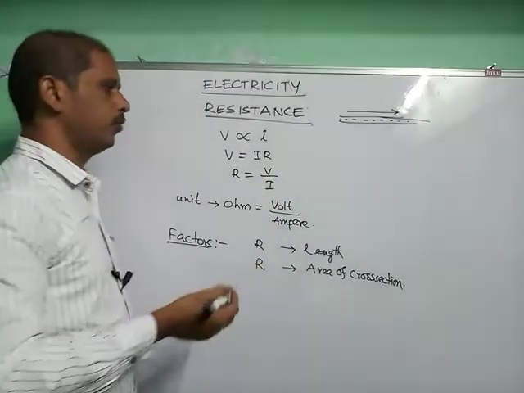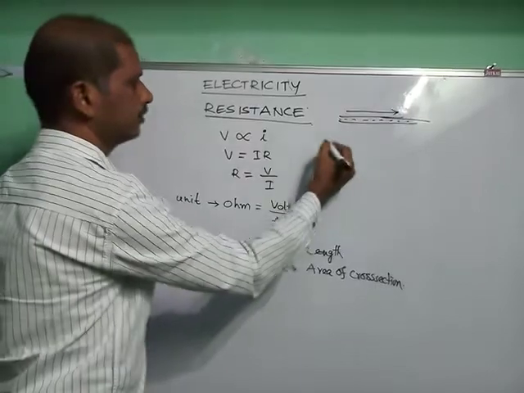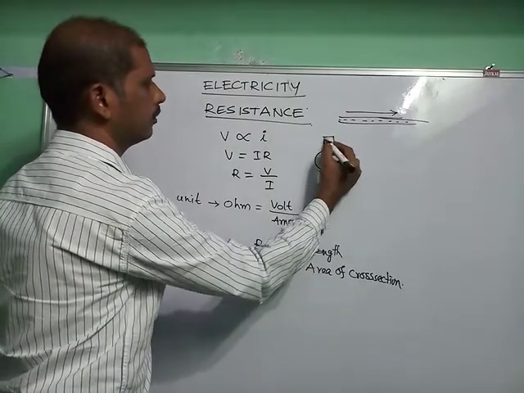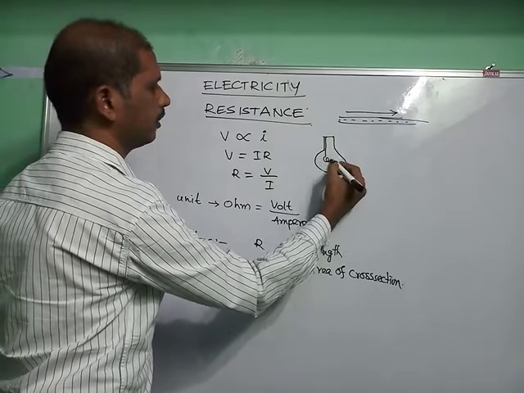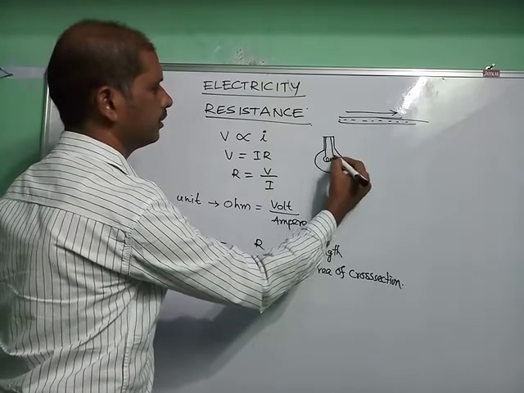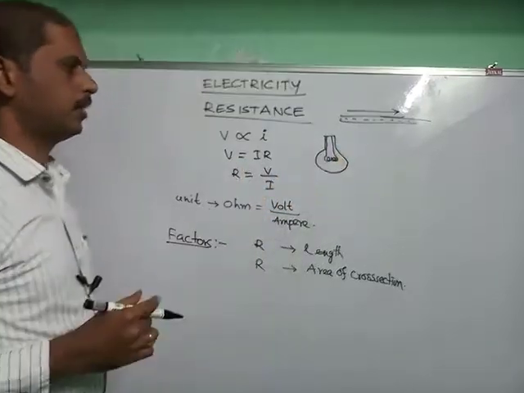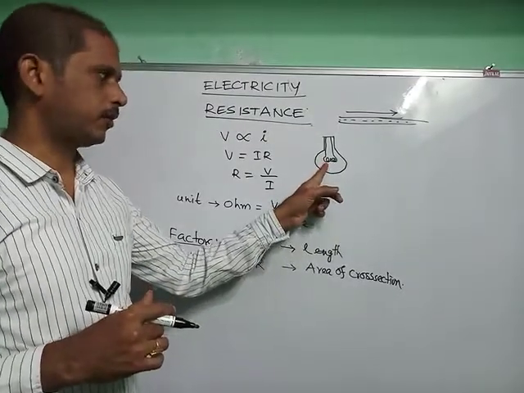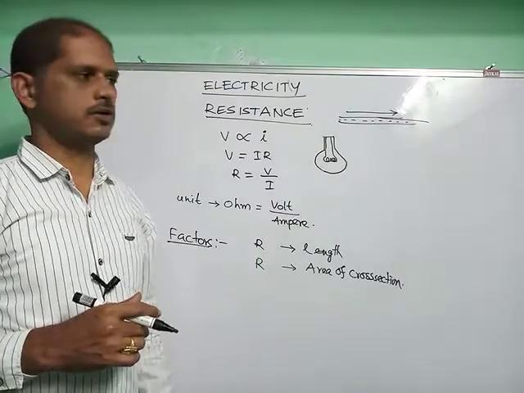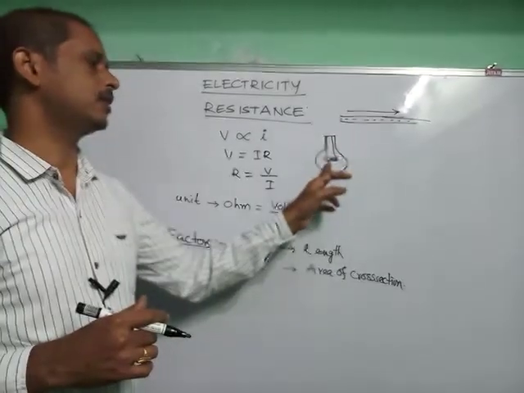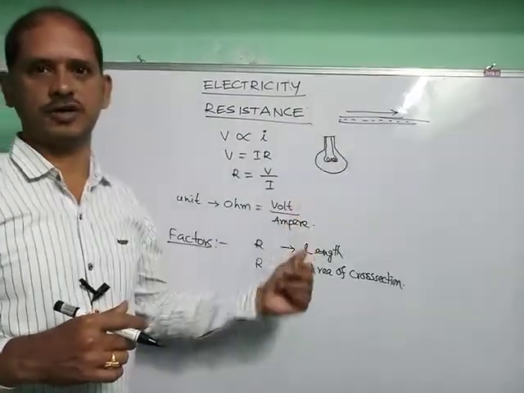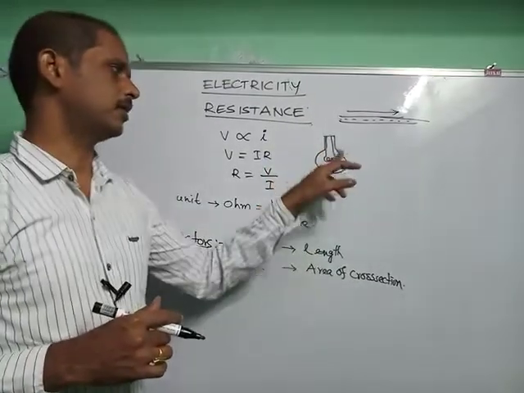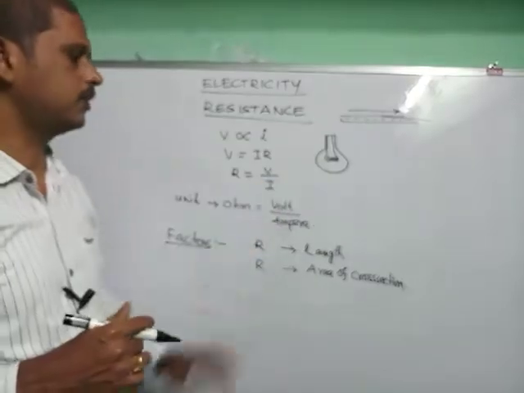That's why, if you consider a bulb, the bulb is equipped with a filament. If you observe the filament, it is in spiral shape. Why? To increase its length. When length increases, the resistance offered by the filament also increases. Because of the increase in resistance, the heat produced also increases, then the bulb will glow. That's why if length increases, the resistance offered by the conductor also increases.